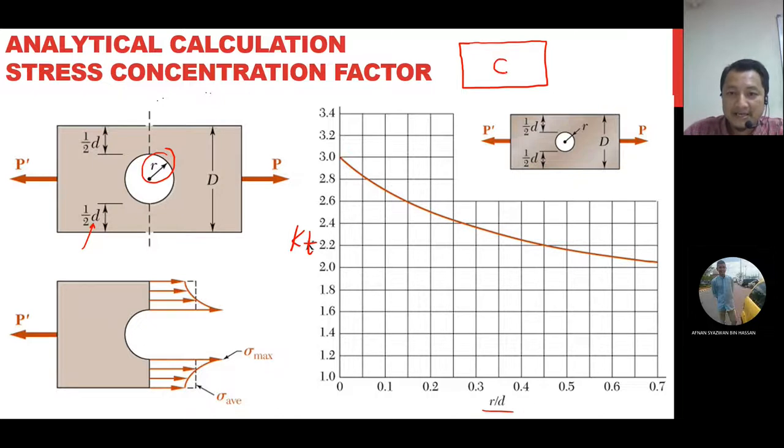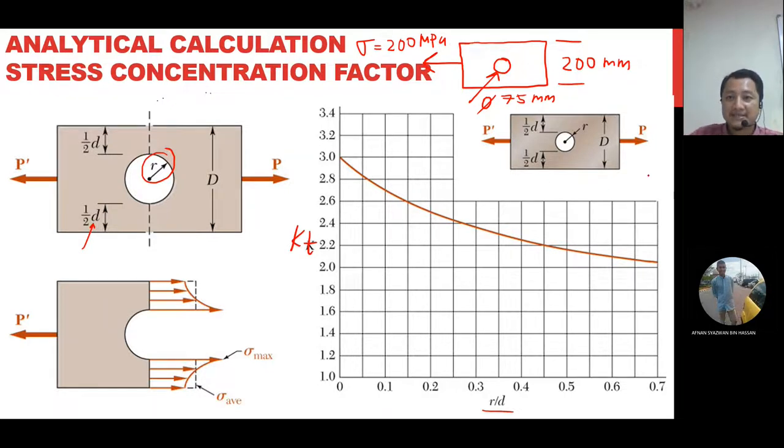Let's say I have a hole. Let's say my dimension here is 200 mm. This hole diameter, let's say, is 75 mm. So the stress that you apply to this plate, let's say you are putting a stress of 200 megapascal.